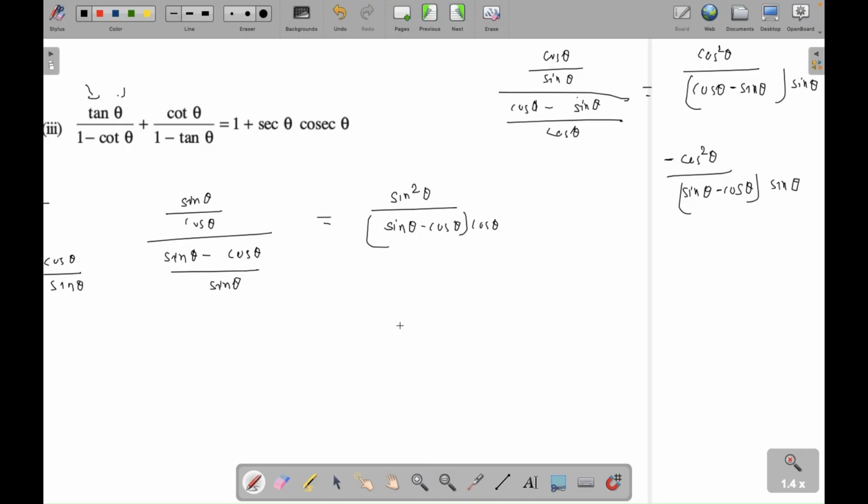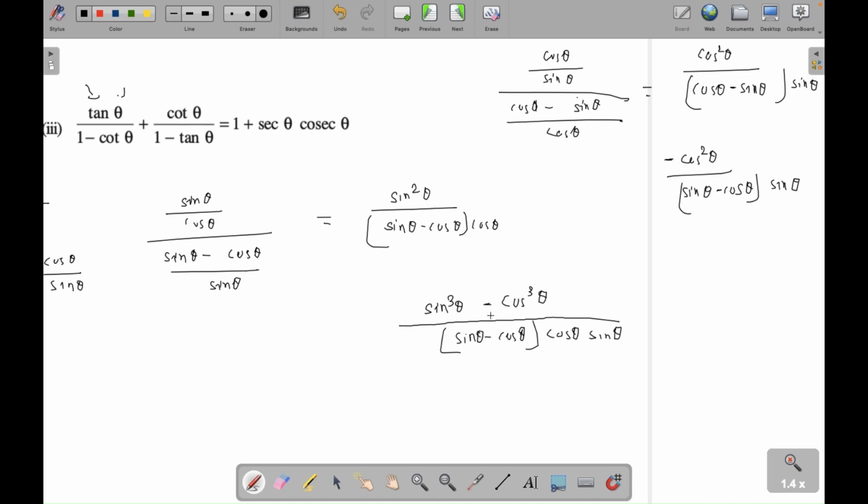Right, and then sin theta. Now if we take the LCM, the LCM will be sin theta minus cos theta and then cos theta and then sin theta. Right, and then sin theta minus cos theta times cos theta. So we'll have sin theta remaining. So this will be multiplied with sin square theta to get sin cube theta. Right, and then this will become cos cube theta.